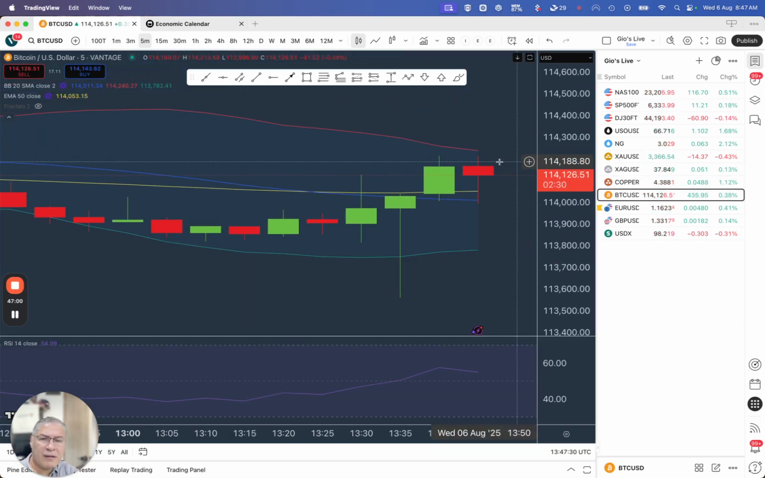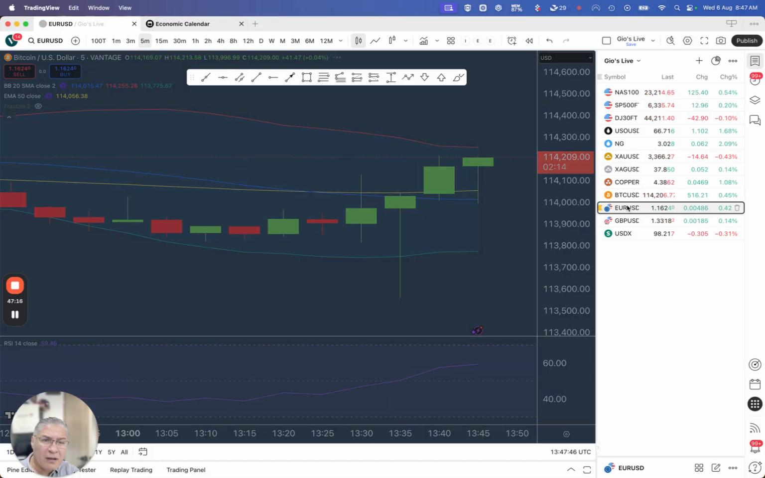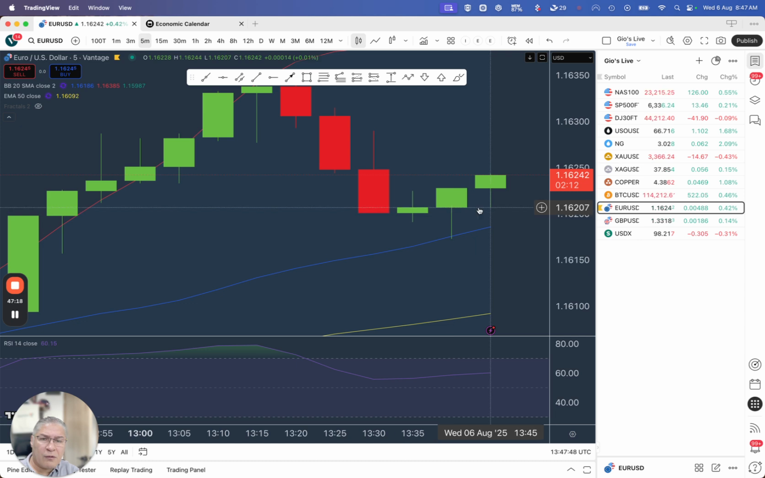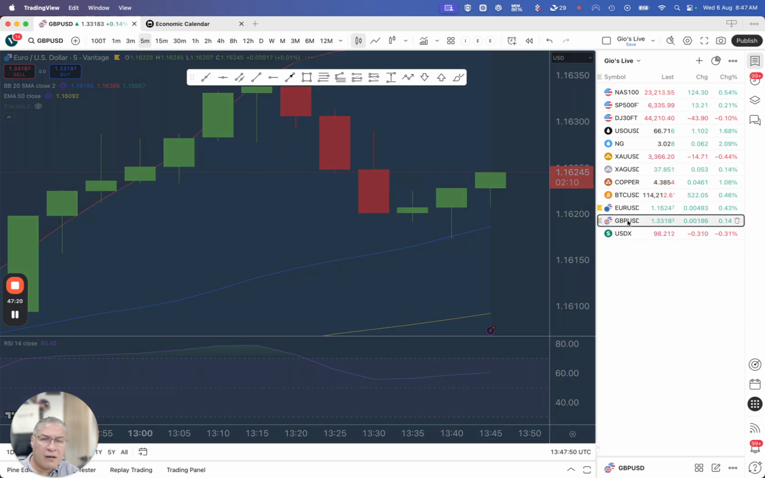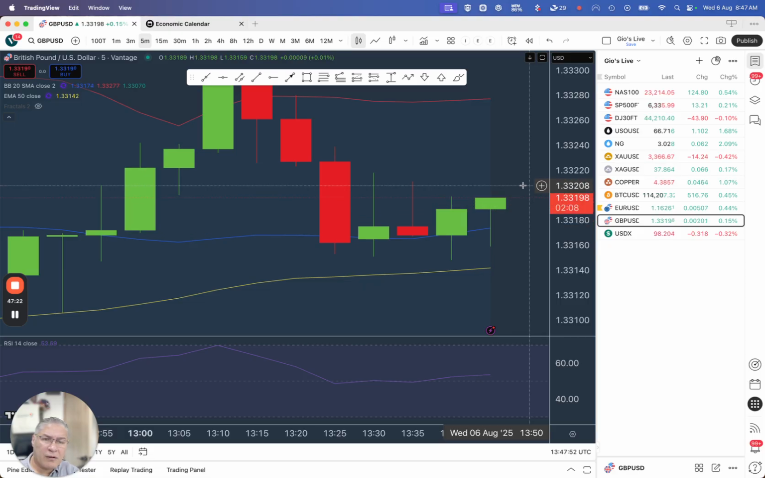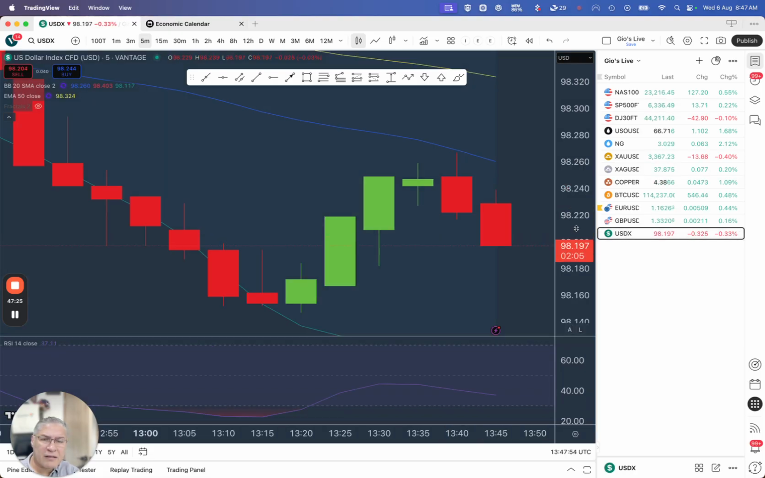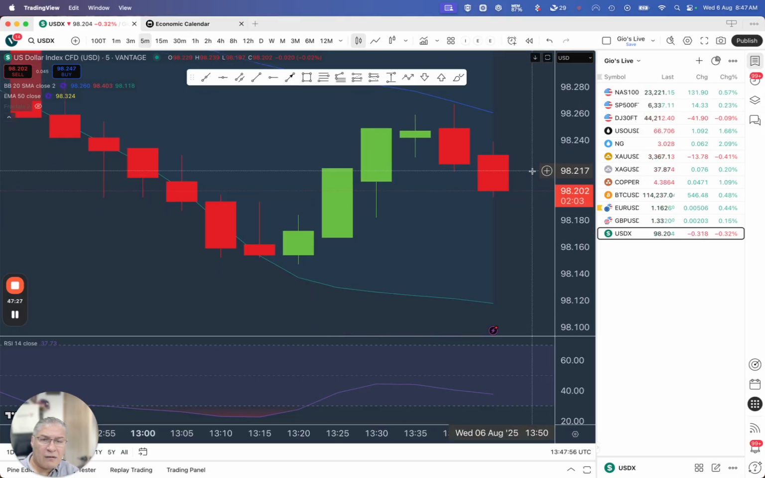Bitcoin. Ooh, Bitcoin steadily climbing back up. Let's see if it's able to close above our moving averages and closer to 114,200 or above that, we can contemplate a recovery on Bitcoin. Euro is recovering. The pound also. The dollar index is dropping. So let's see if the dollar index will continue.